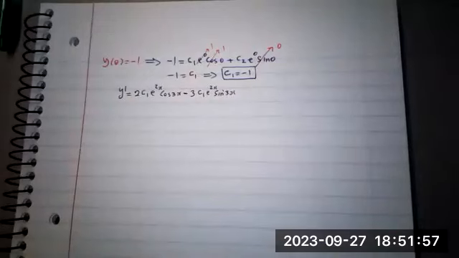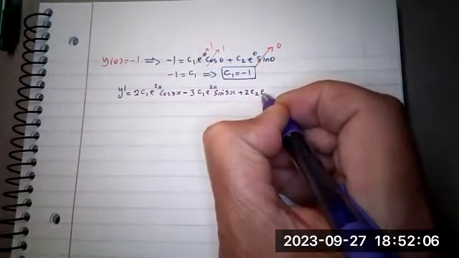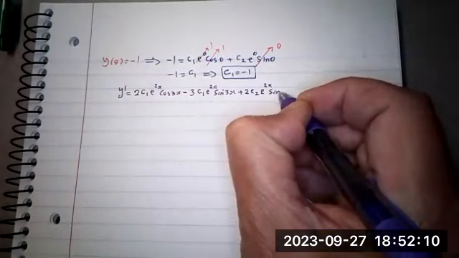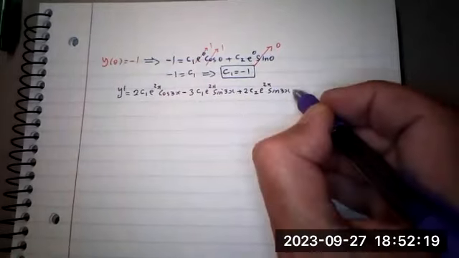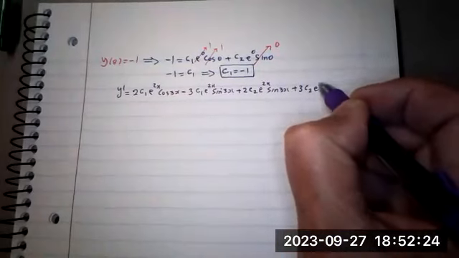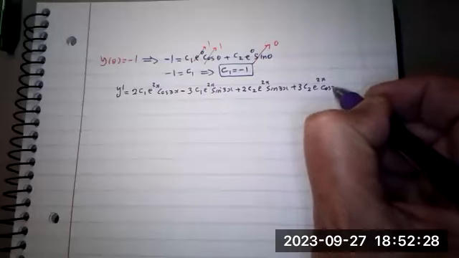Okay, that's for the first one. We have to repeat it for the second part. The same thing for the second part. So it's going to be plus the second one, 2 c2 e to the 2x sine of the 3x. Then we come back again. If we have a sine with the 3 cosine, so that gives you plus 3 c2 e to the 2x, but cosine of the 3x.